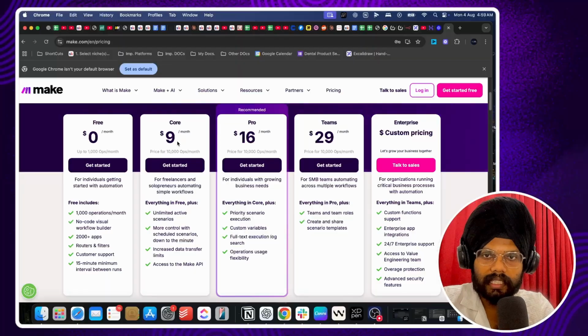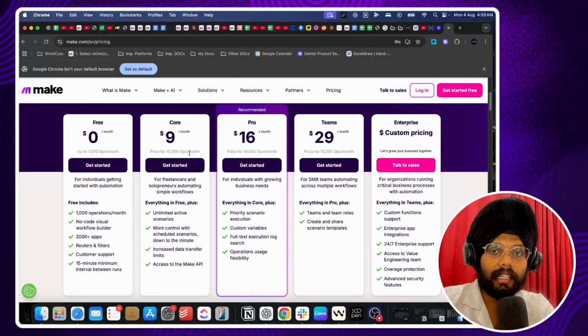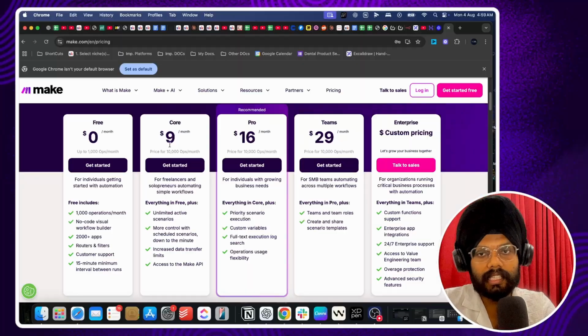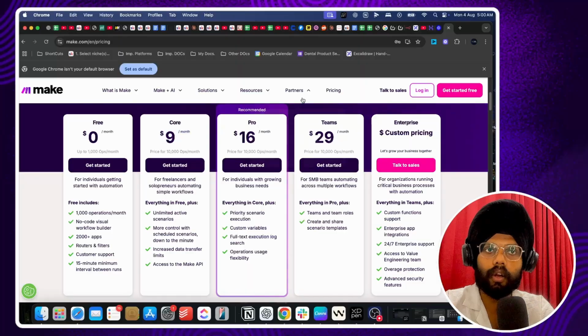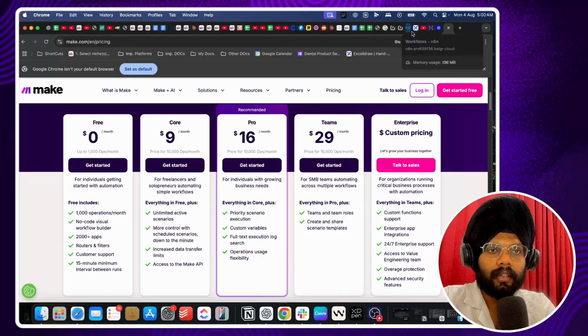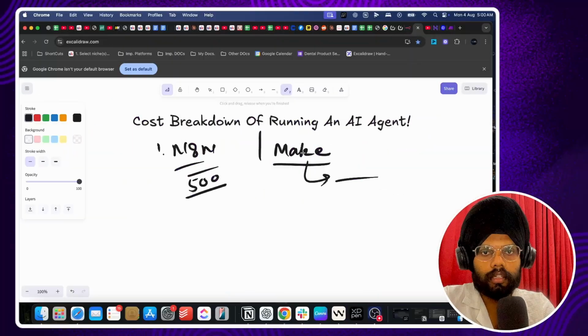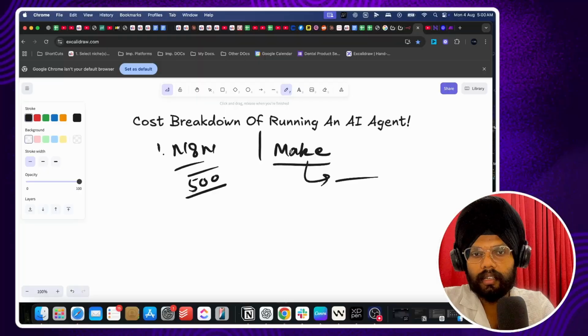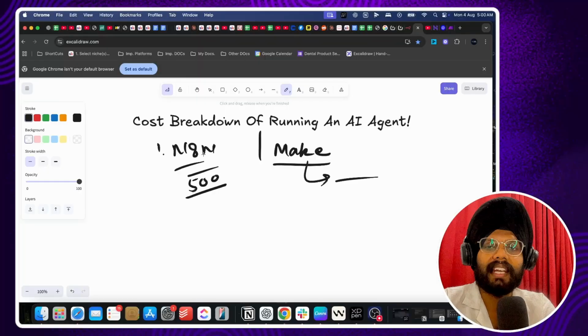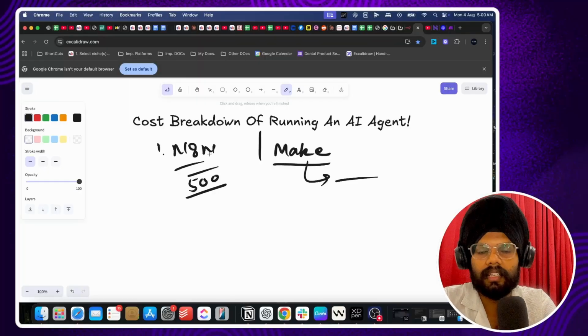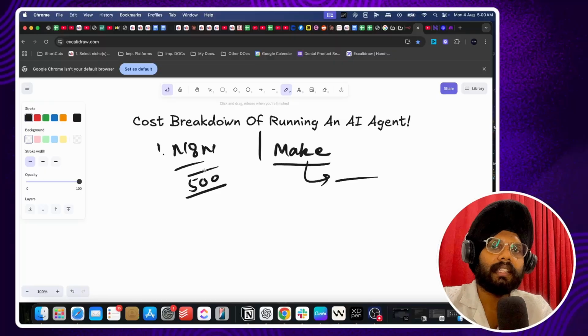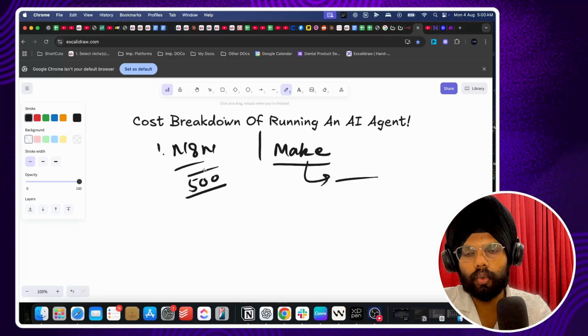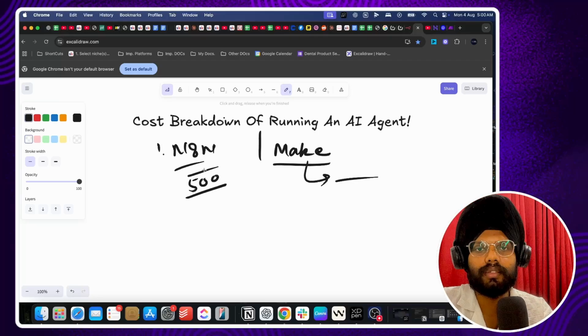For every operation you run, it is going to be a lot. It seems like it is only $9 a month, but trust me, it is a lot more than that. By the way, it's your choice. Make is also a great platform, but I would suggest n8n, and I love n8n instead of Make. Although it is a bit low level, in terms of technicalities, so you need to go into more technicals to run n8n instead of Make, which is more beginner friendly.